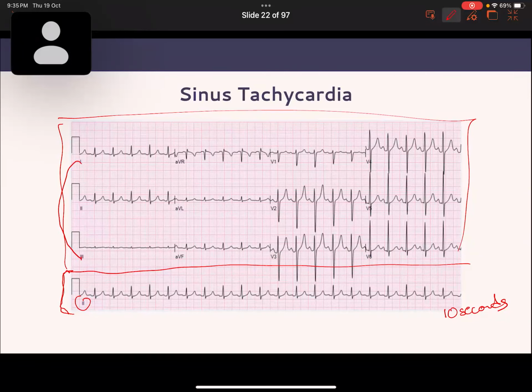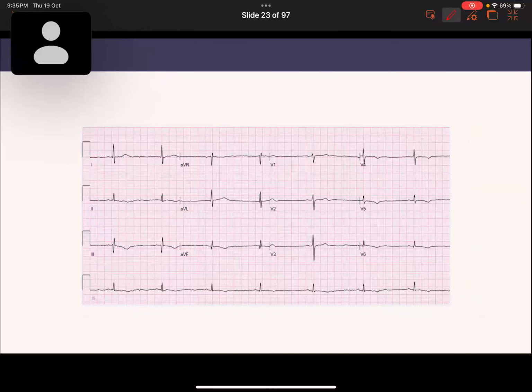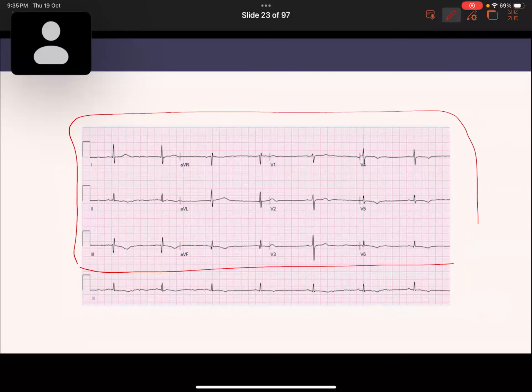Now, the next one, since you got this, is going to be much easier. Can anyone help me figure out the rate in this ECG? First question, are you going to use this upper part or the lower part?